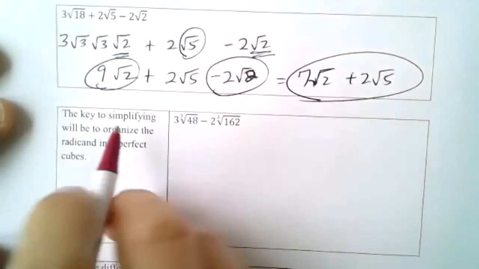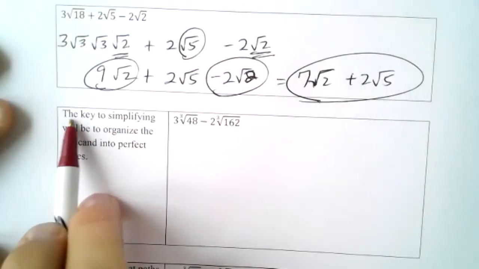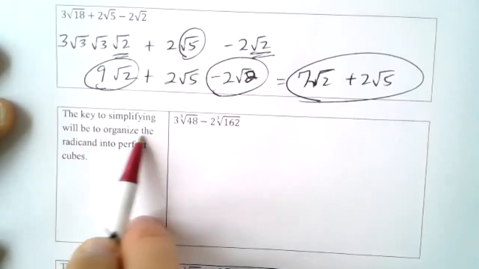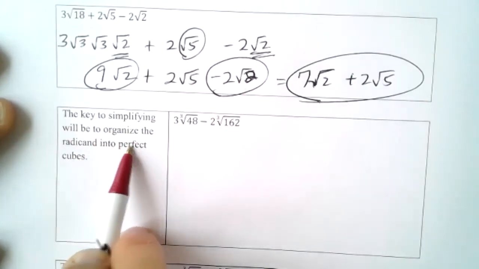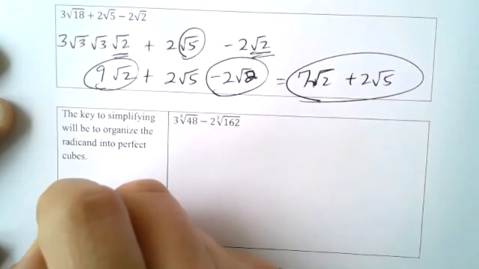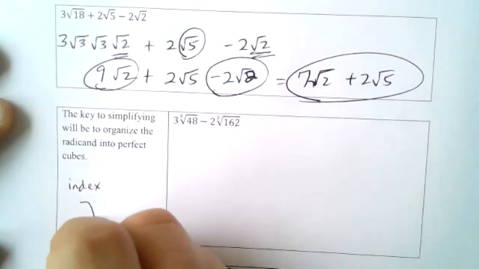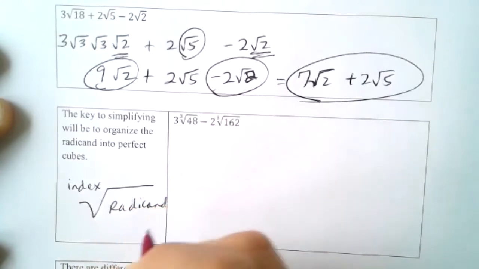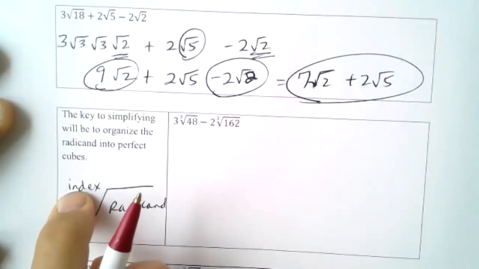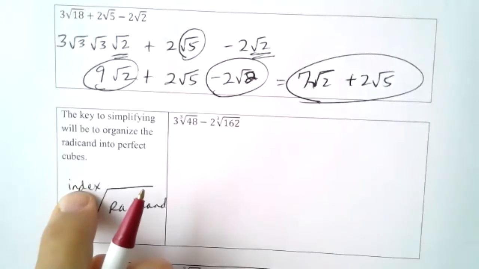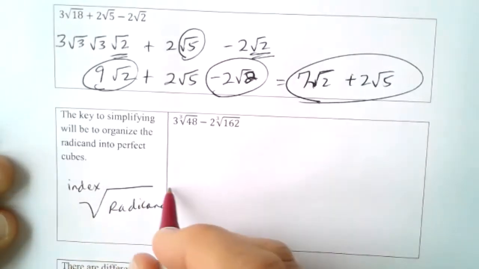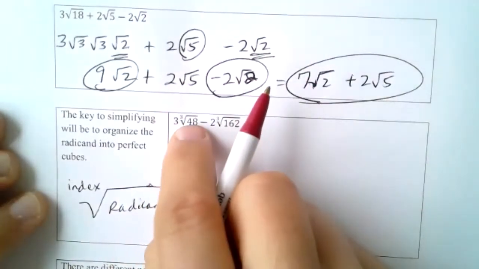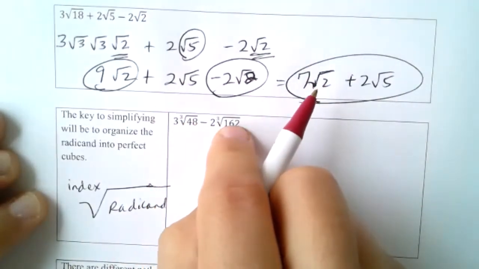So, all right, let's look at this real quick. It says the key to simplifying will be to organize the radicand into perfect cubes. Now remember, the index is the number above the radical to the left. It's kind of like a superscript. And then right here underneath the radical is the radicand, okay? And so 48 is the radicand, and 162 would be the radicand.